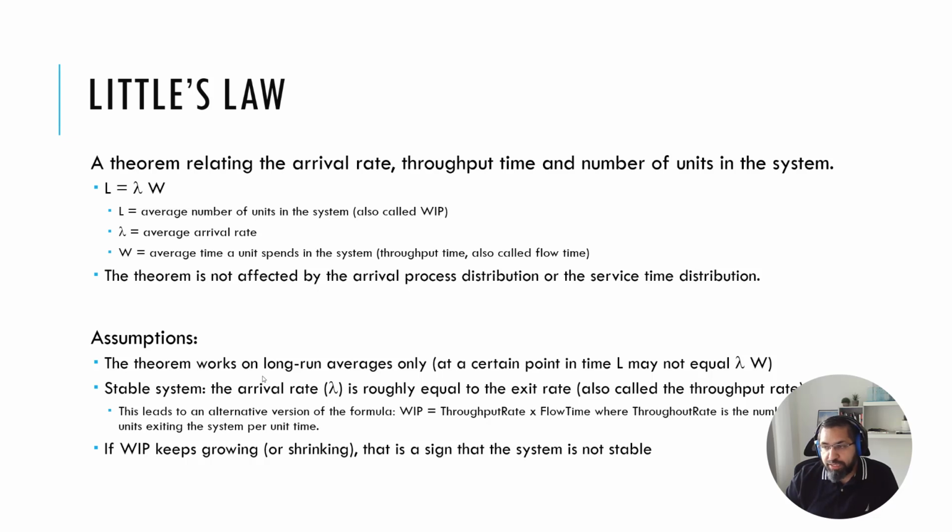The second assumption is that it's a stable system, which means the arrival rate lambda is roughly equal to the exit rate. This happens when the bottleneck is not holding up your system.